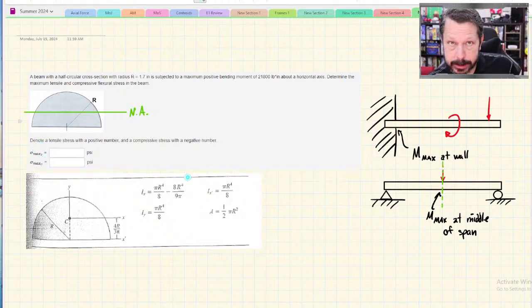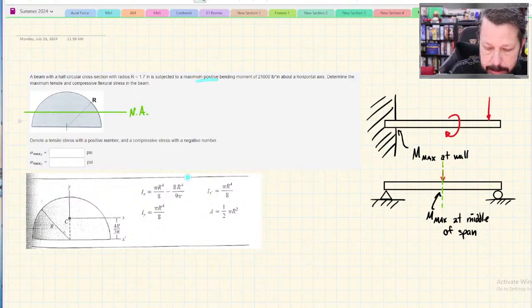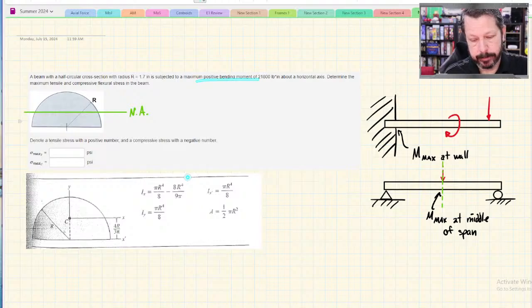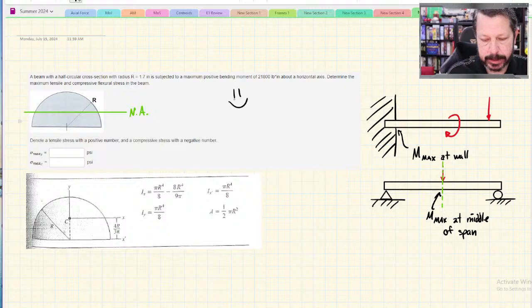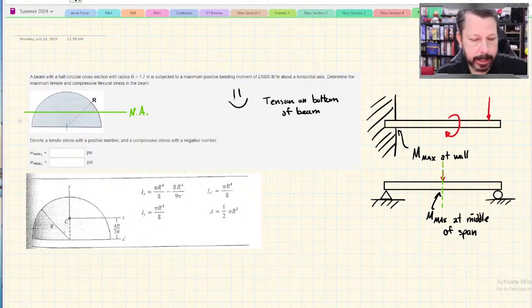And so we need to know, is tension on the top or bottom of the beam? What they told us is there's a positive bending moment. Remember, positive moments put tension on the bottom. And so that would mean that for the tension, sigma max T, we will be measuring from the neutral axis down to the bottom of the beam.